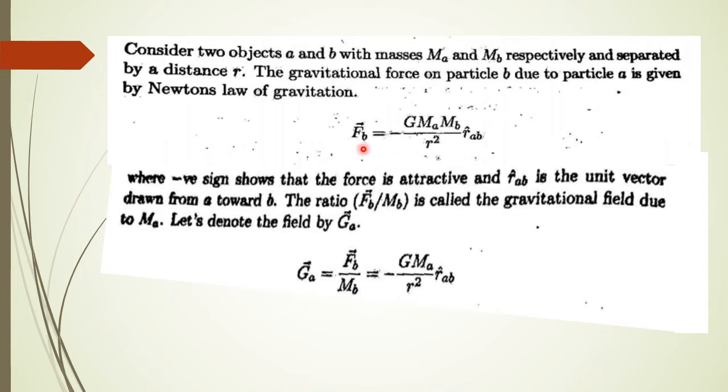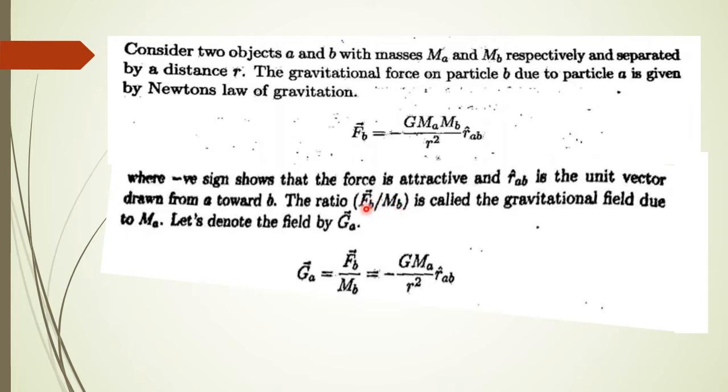We know F_B, the force on B with respect to A, is equal to minus G mA mB by r square r̂_AB. The negative sign shows that the force is attractive, and r̂_AB is a unit vector drawn from A towards B. Now the ratio F_B by mB is called the gravitational field due to mA.